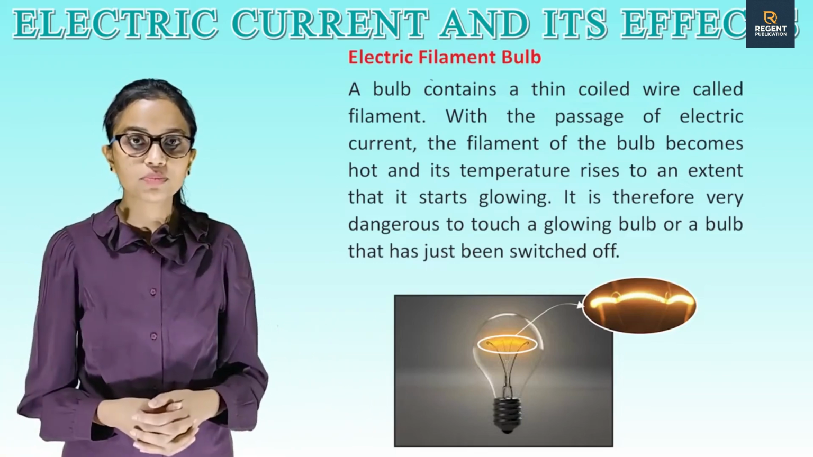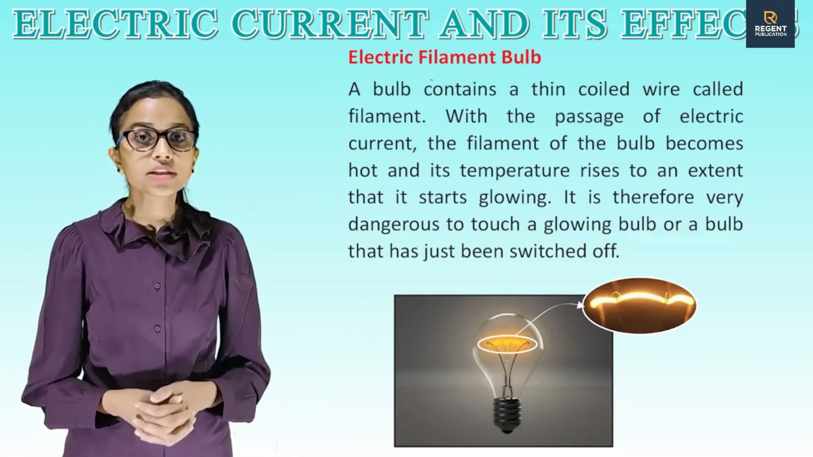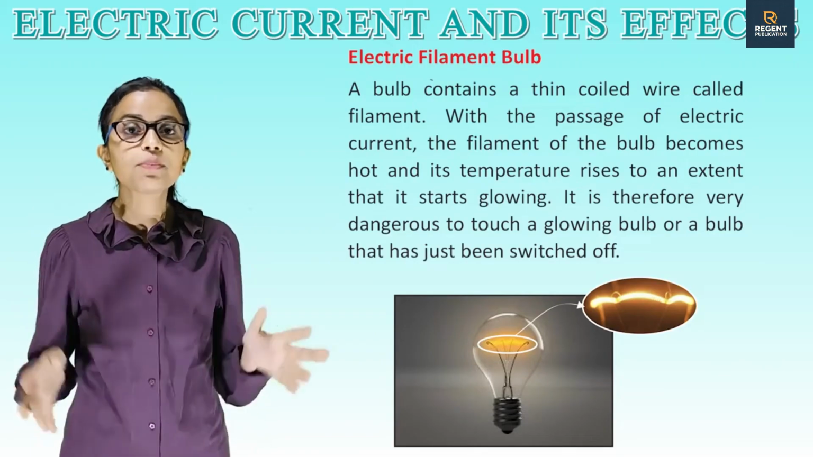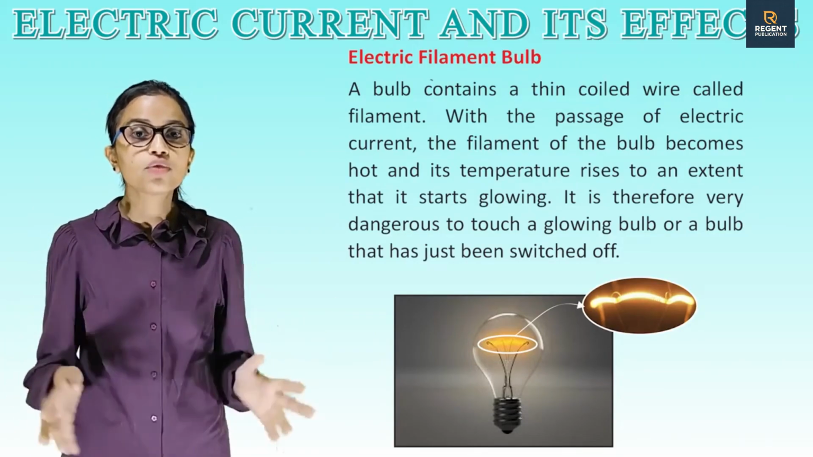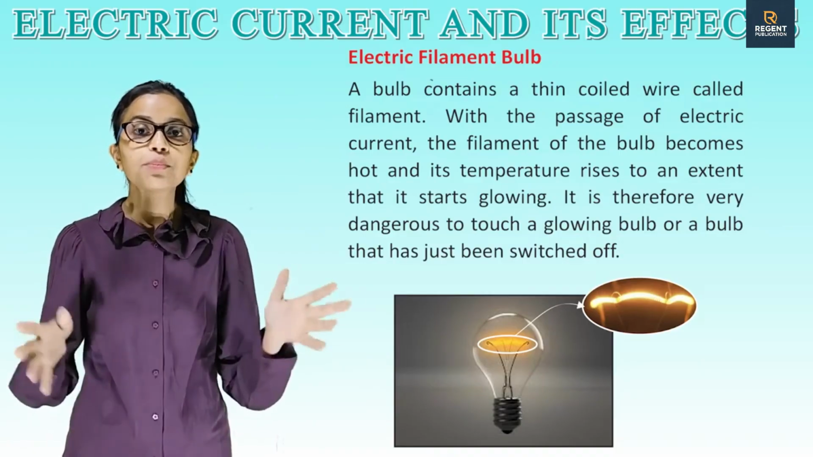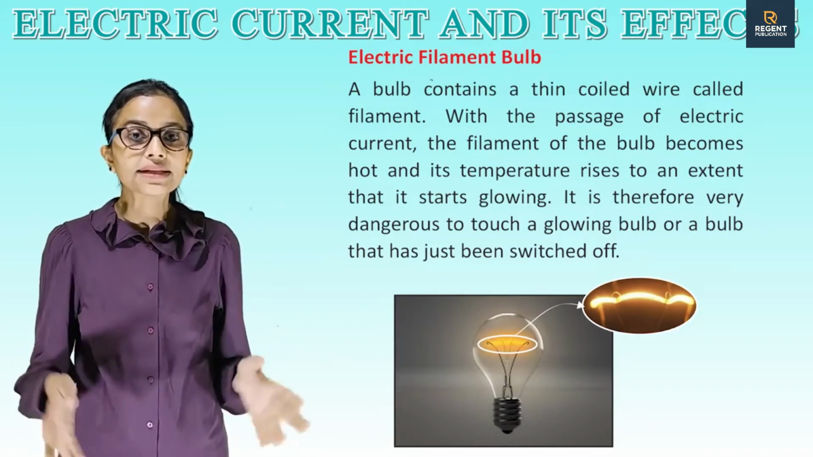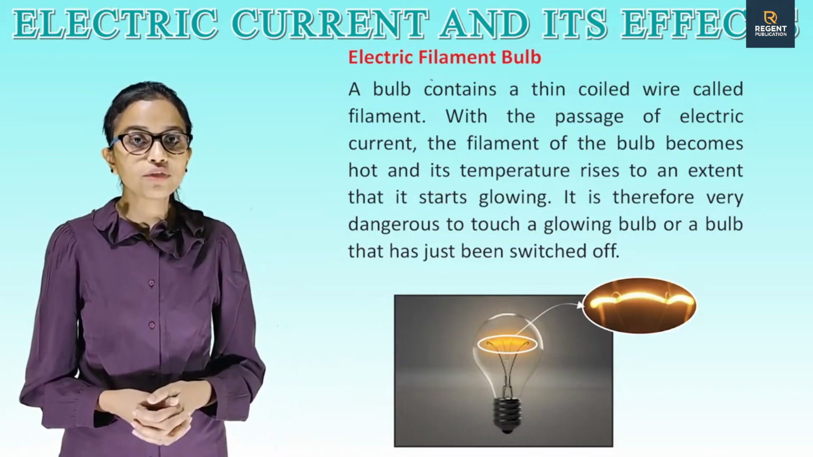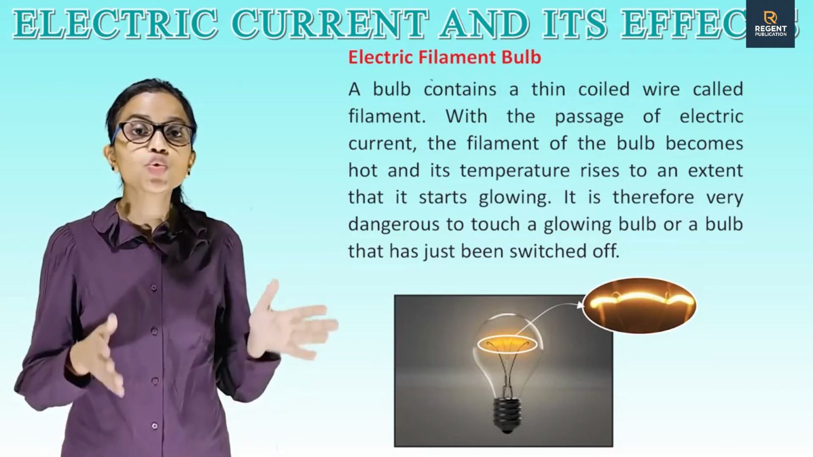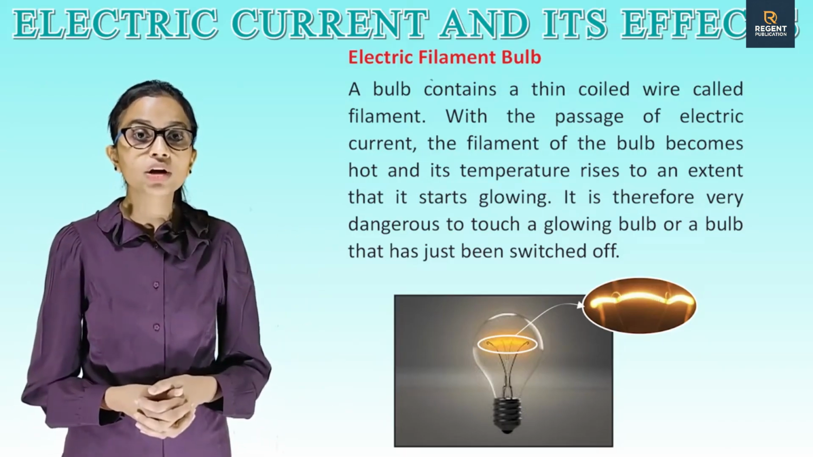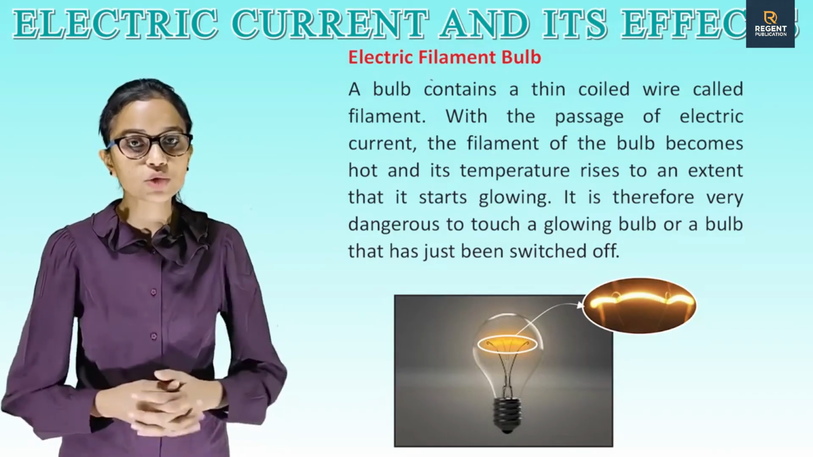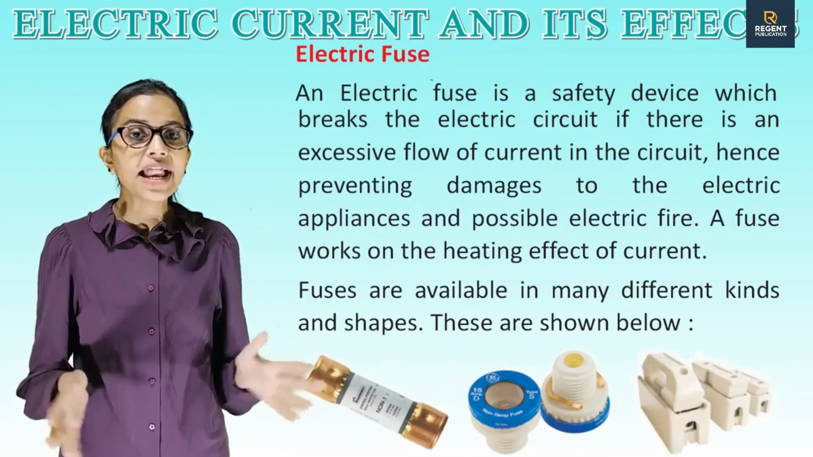Electric filament bulb. A bulb contains a thin coiled wire called filament. With the passage of electric current, the filament of the bulb becomes hot and its temperature rises to an extent that it starts glowing. It is therefore very dangerous to touch a glowing bulb or a bulb that has just been switched off.